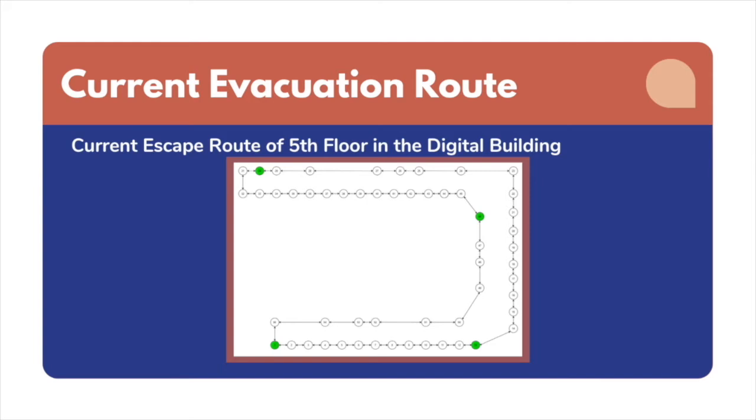The figure shown in the current slide is the current escape route of fifth floor in the digital building. As seen on the figure, diagrams are composed of double-headed arrows which connect one node to another and indicate the path direction where the occupants may possibly go to exit the building during a fire disaster. Path direction is based on the present escape route for each floor displayed inside the building.